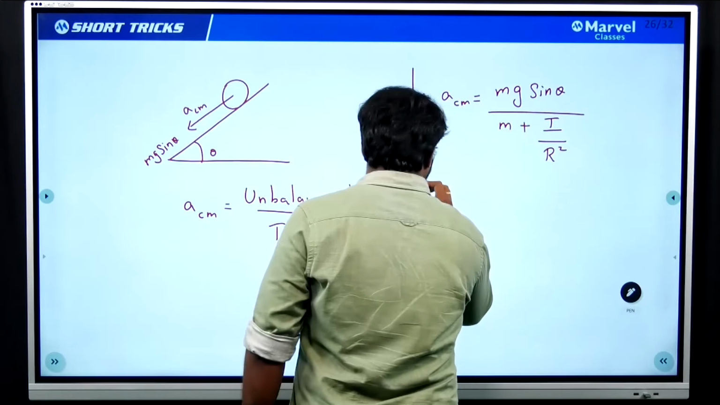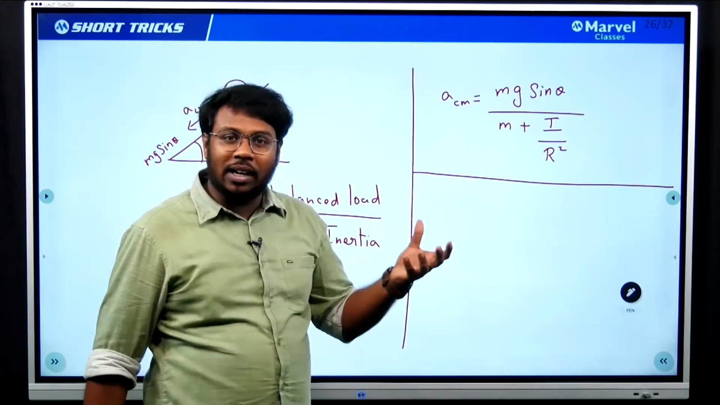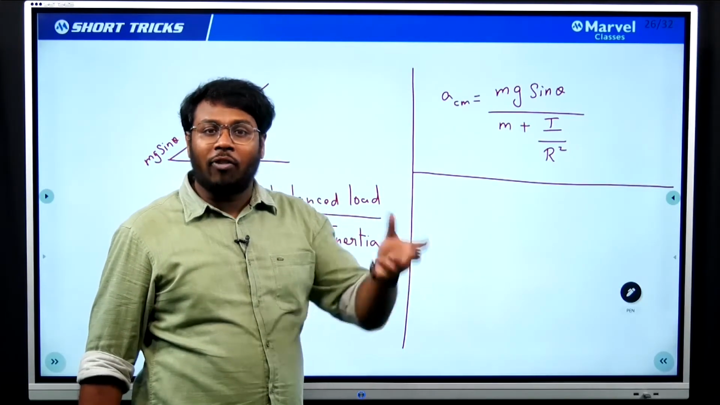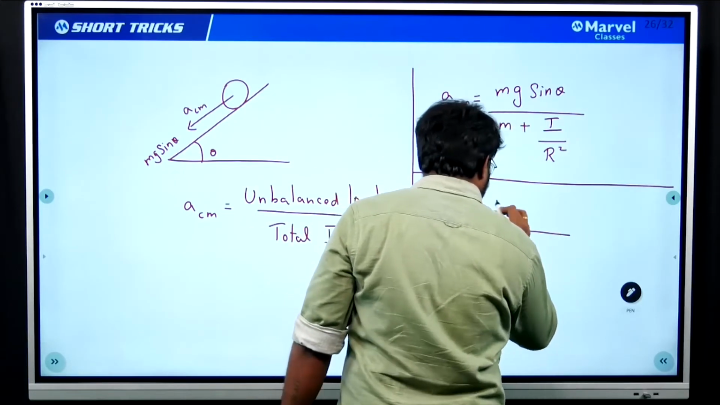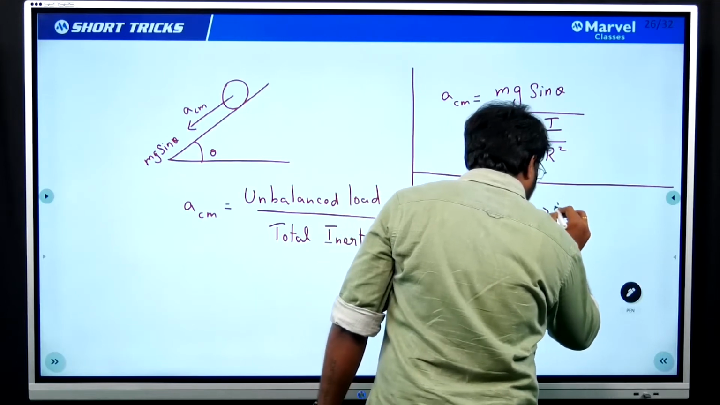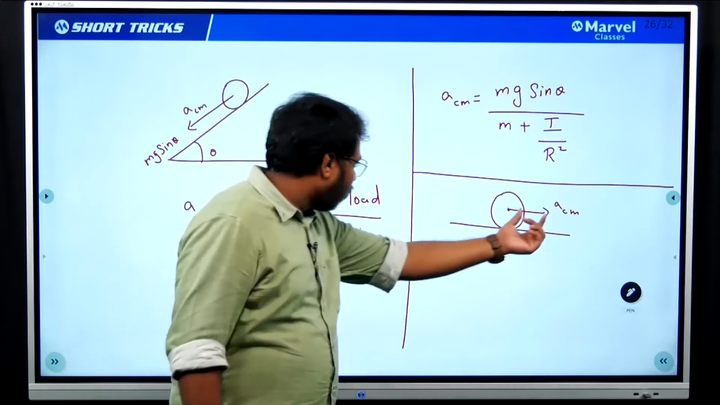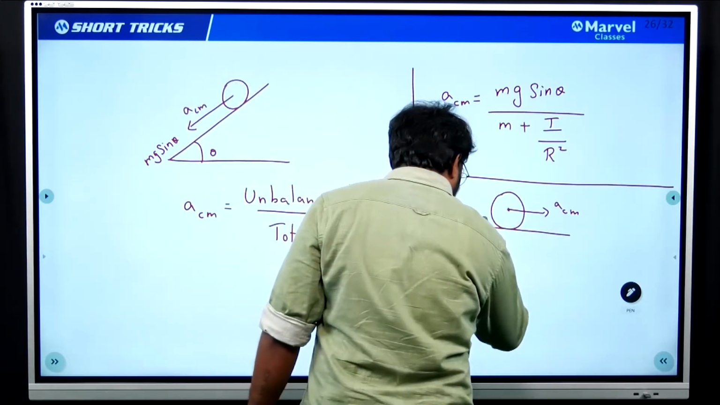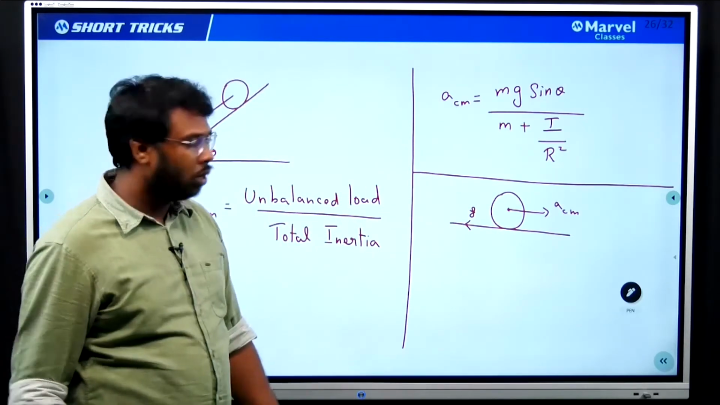Likewise, if I ask you to find the acceleration of the center of mass for a body that is rolling on a rough horizontal surface, let's say this is a horizontal surface and a body is rolling on it like this. You are supposed to find the acceleration of this rolling body, and we know that the friction acting on the rolling body will act backward.